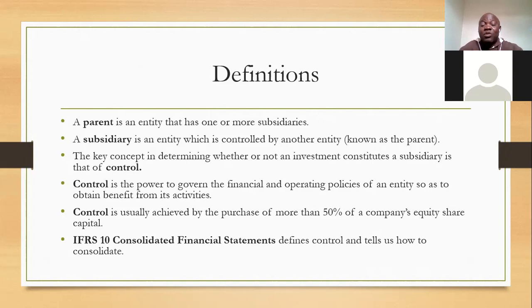So then the second thing under control, because we know that the key thing is having you governing the financial and operating activities. But then it goes on to say, usually control is achieved by purchasing more than 50% of the company's equity shares. It is usually. So what does it mean? It means that it's still possible to govern the financial and operating policies of an entity even when you have less than 50% of shares. Elon Musk recently bought shares for Twitter, but when you look at the quantum of the shares that he bought in percentage form, it's just about 9.2%.